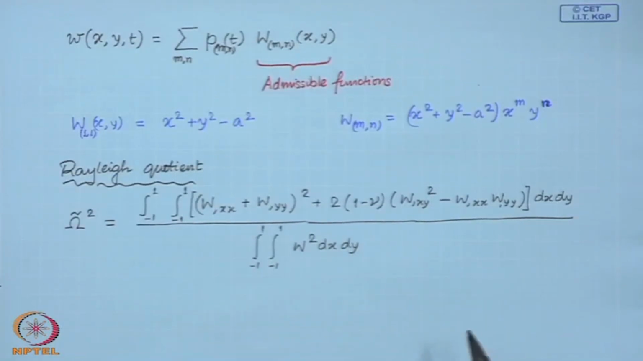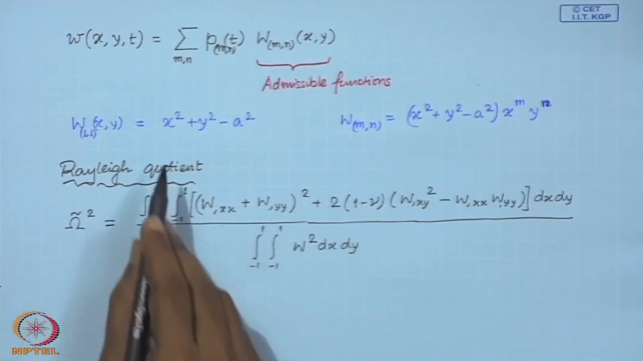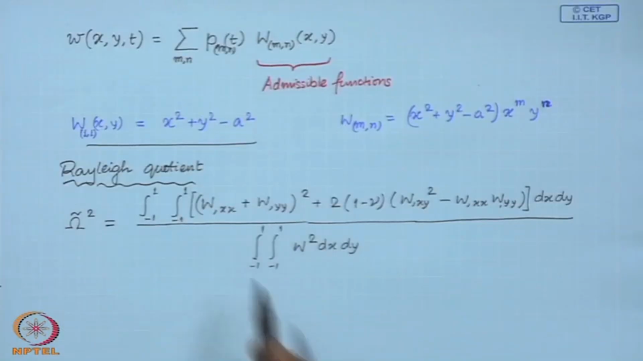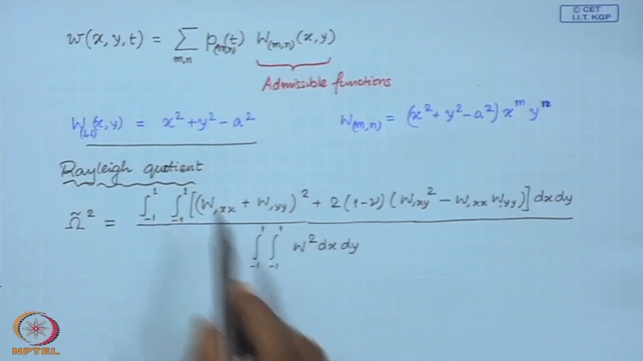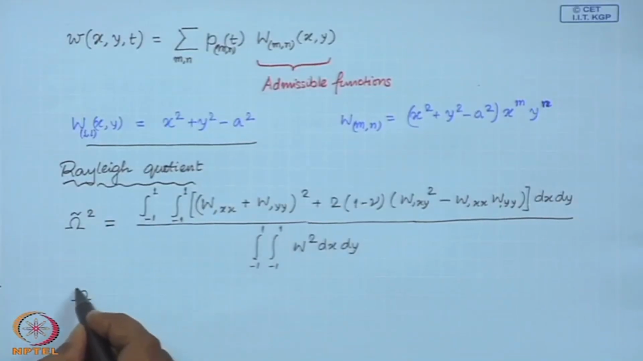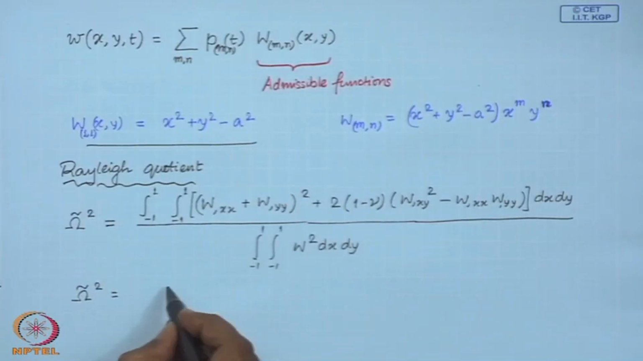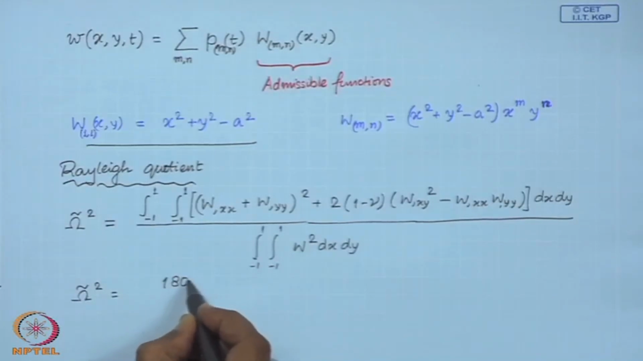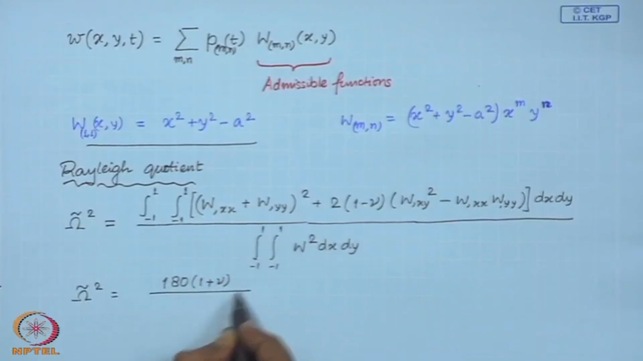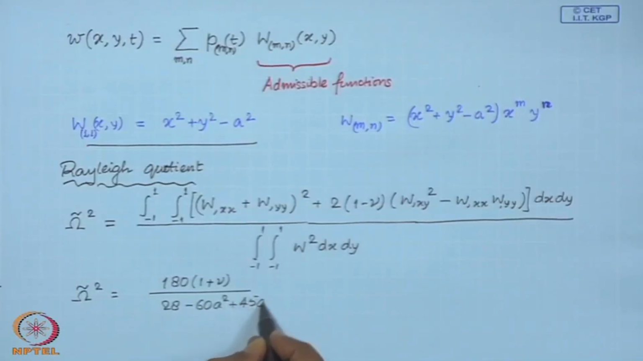So, this is going to be the Rayleigh quotient. So, if you substitute this as the assumed mode shape function in the quotient, then this turns out to be, if you perform these integrals, so I have kept this A as it is. So, I have not assumed any particular value of A.